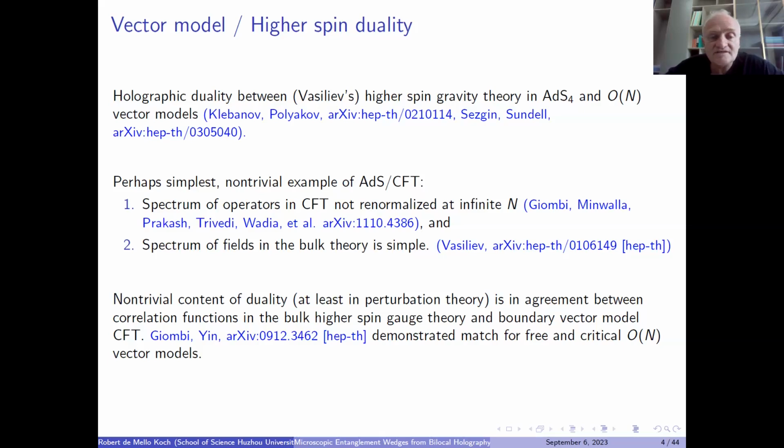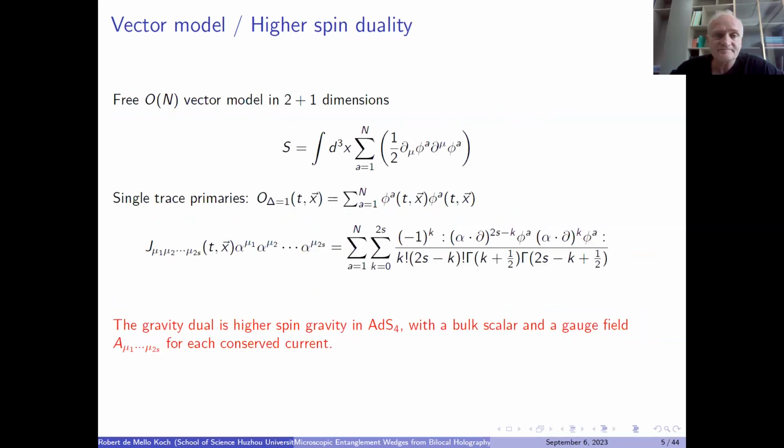The non-trivial content of the duality, at least in perturbation theory, is in the agreement between correlation functions that are calculated in the bulk higher spin gravity theory and in the boundary vector model. And there's been a complete comparison of these correlators. Agreement has been demonstrated. So there's really a lot of evidence for this duality.